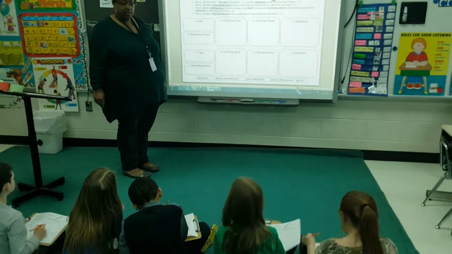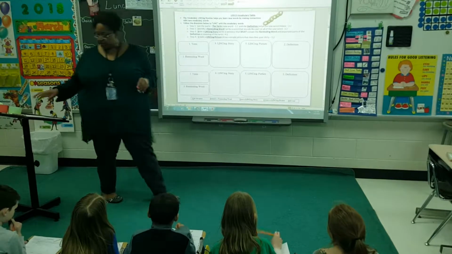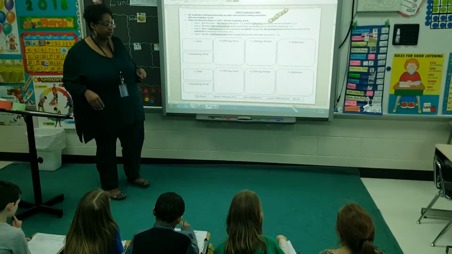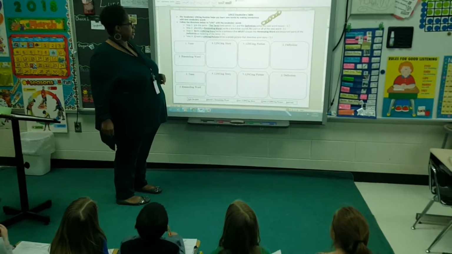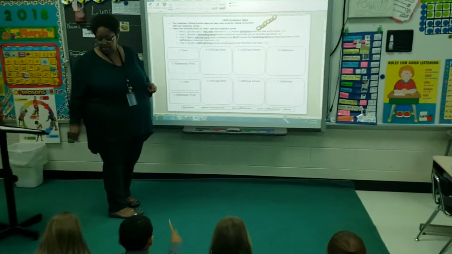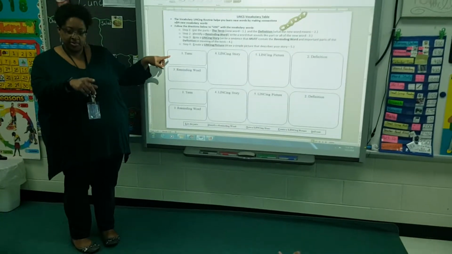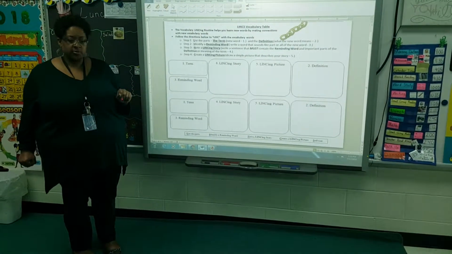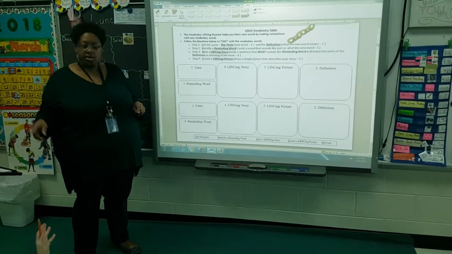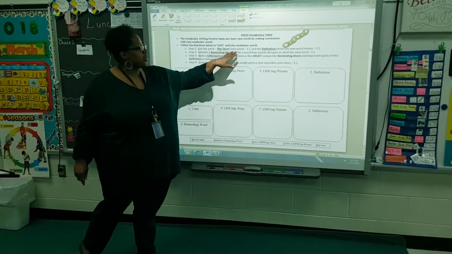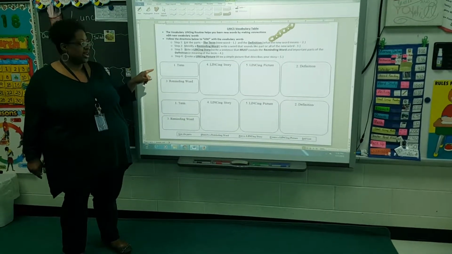Everybody ready? Yes. All right, at the top of your linking table, we have our explanation of how everything works. We're familiar with this. So let's go over step one. Everybody put your finger in the first box. What does the first box say, Lily? Term. Who remembers what term is? It's the new word. So the term is the new word, and we always do that first. We put our new word in.